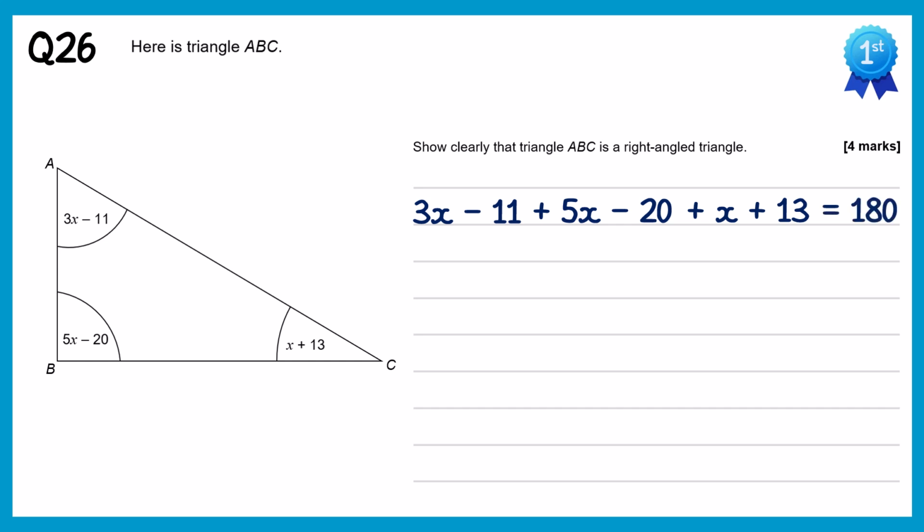On the left-hand side here, we can simplify. We have 3x plus 5x plus 1x, which is 9x. We can also simplify negative 11, subtract 20, plus 13, and you can even use your calculator if you wish.